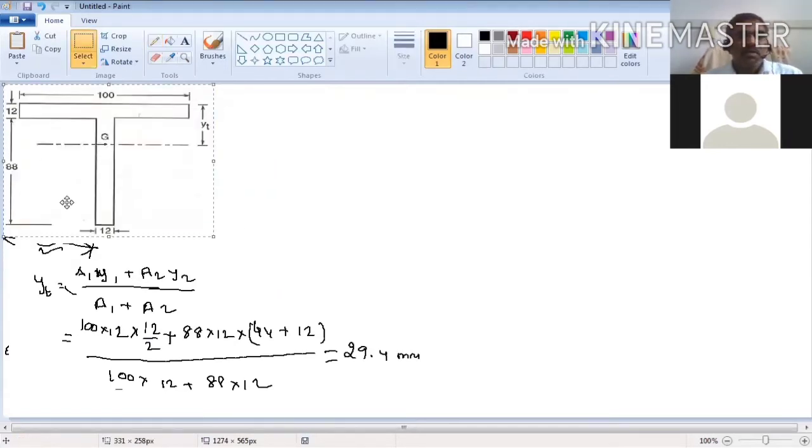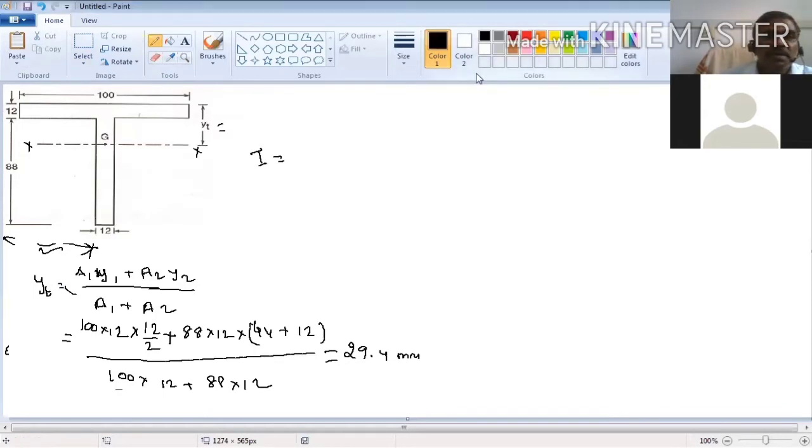Okay, now we need the I value, the moment of inertia about this axis. What is this value? Yt is 29.4, this is 29.4 millimeter. Now I want to calculate the moment of inertia about the centroidal axis, the center axis. I want to calculate the moment of inertia about this axis.